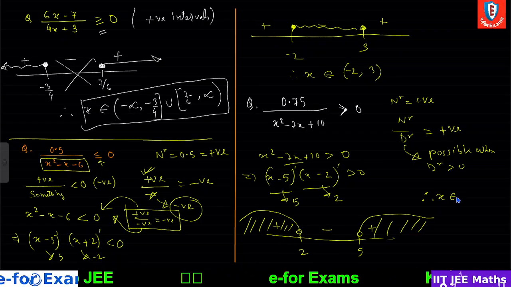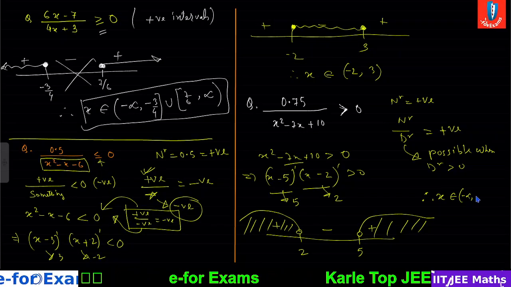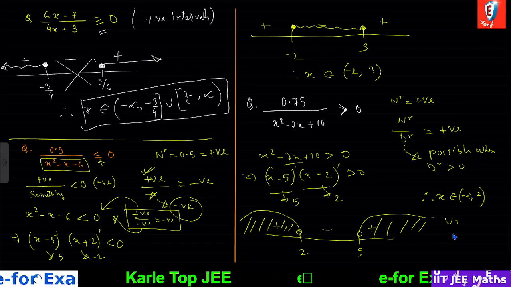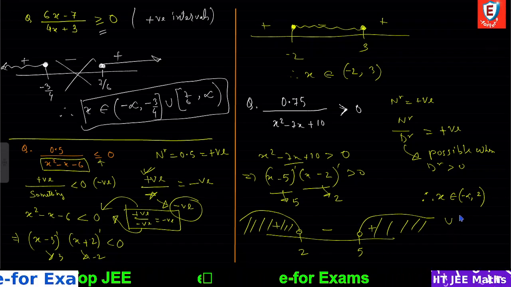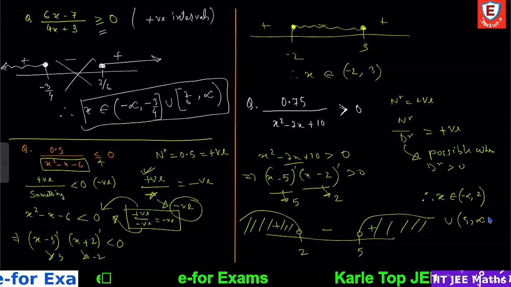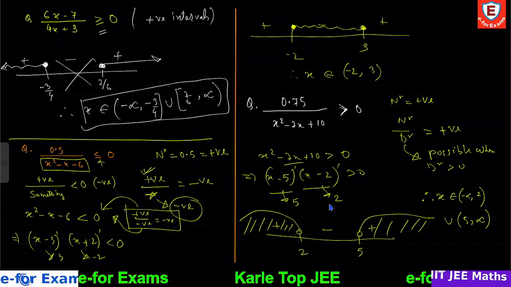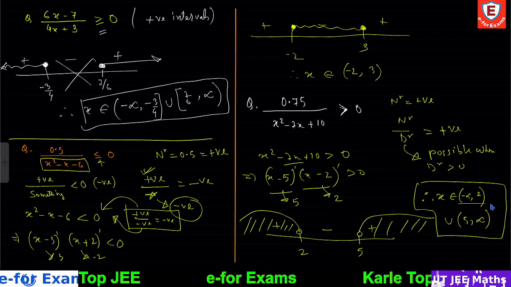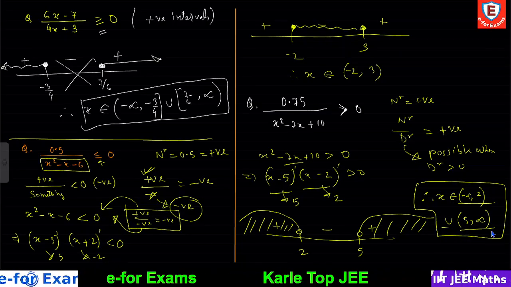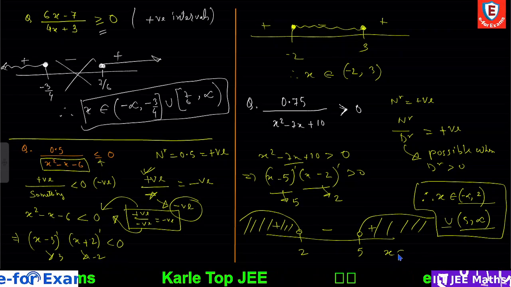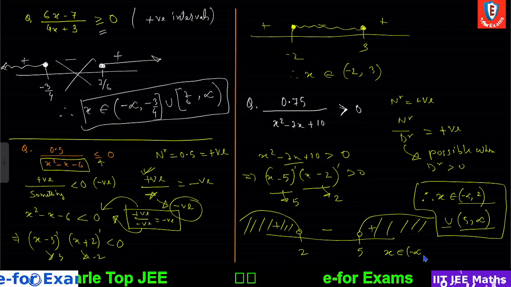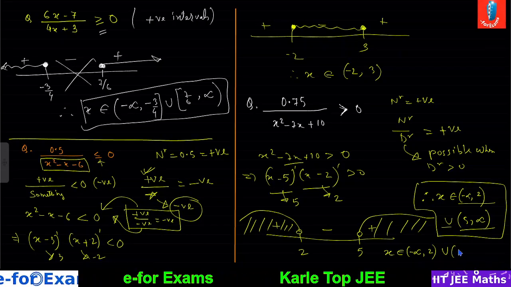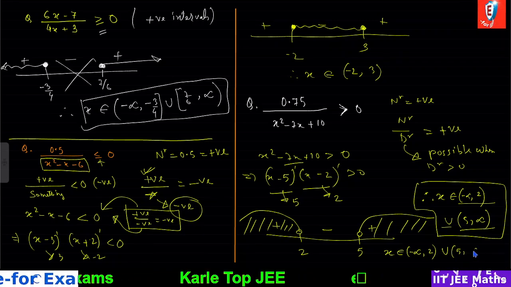Therefore x belongs to minus infinity to 2, union 5 to infinity. This is the solution. This union this, right? Write in the proper way: minus infinity to 2, union 5 comma infinity.